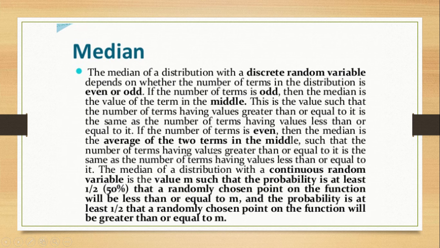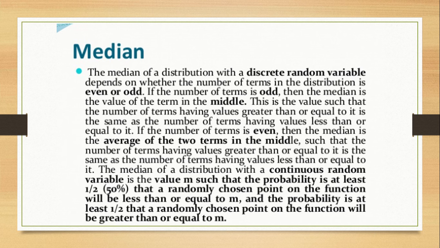If the number of terms is even, then the median is the average of the two terms in the middle. You just find the middle terms, you add them, and you divide by 2, then that would be the median. So the number of terms having values greater than or equal to it is the same as the number of terms having values less than or equal to it.